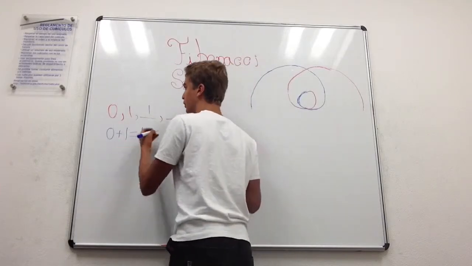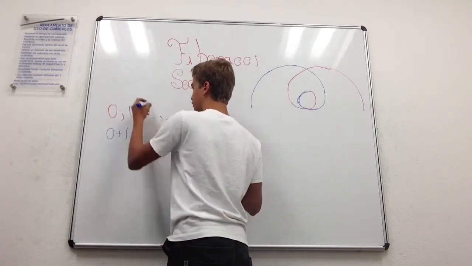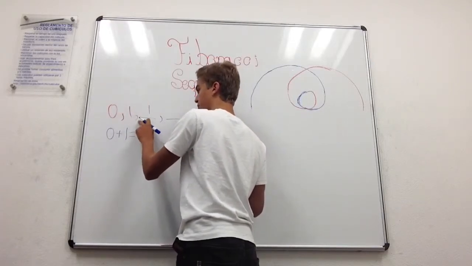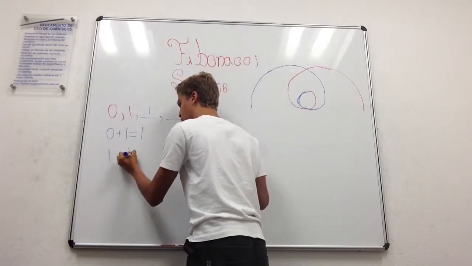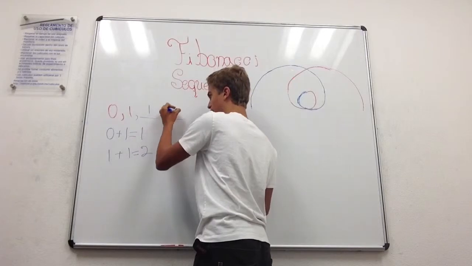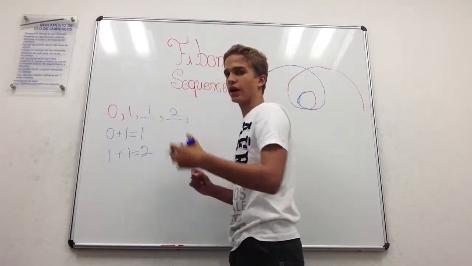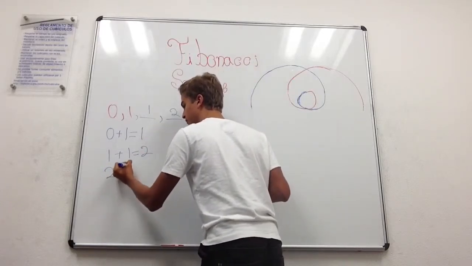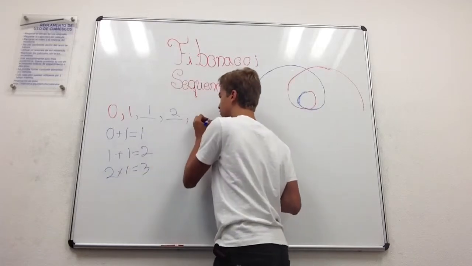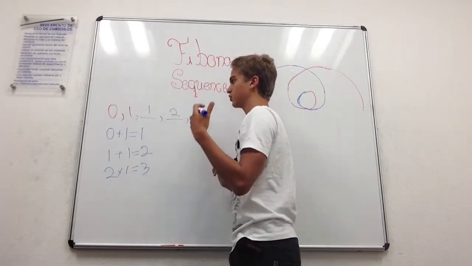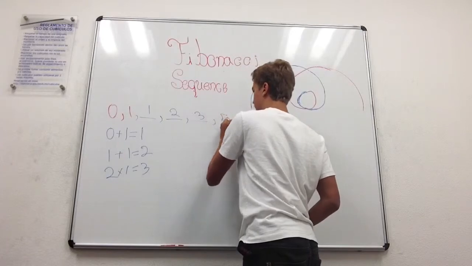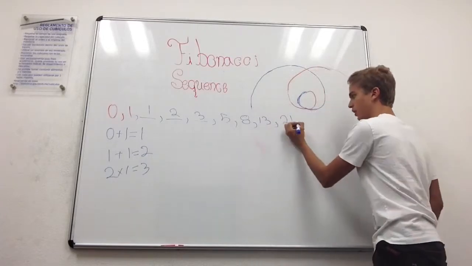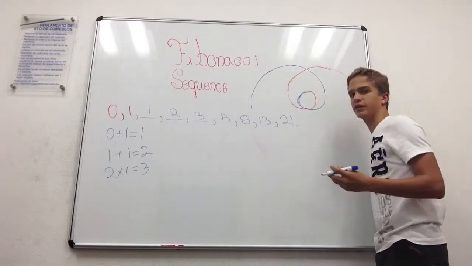So we know that the next number is going to be 1. But what about the next number? We do the same procedure. We have to sum these two numbers. So it's 1 plus 1 equals 2. We keep adding up and adding up. For example, 2 plus 1 for the next number equals 3. The next number is 3. And so on. And then 5, 8, 13, 21, and it goes on. Infinite.